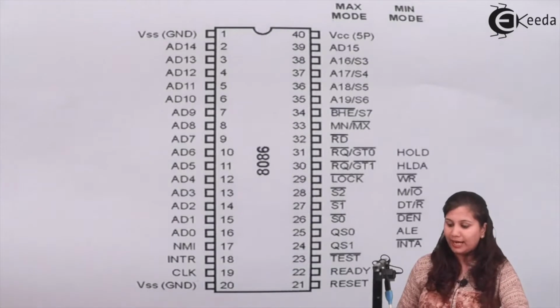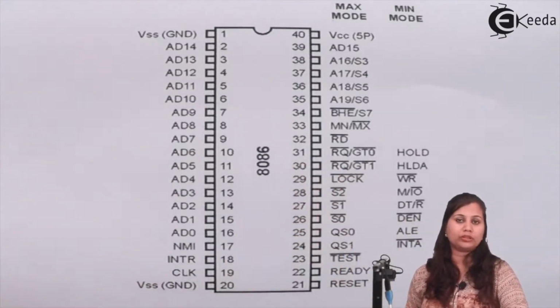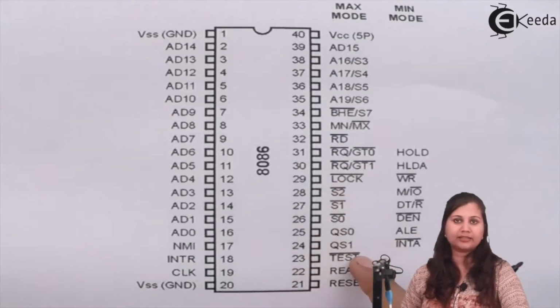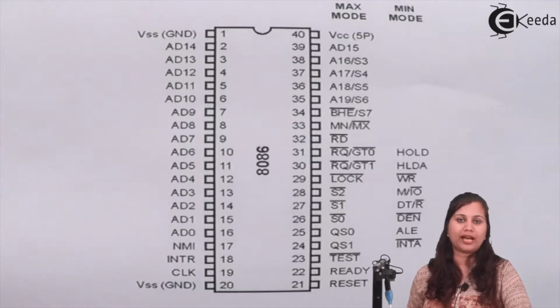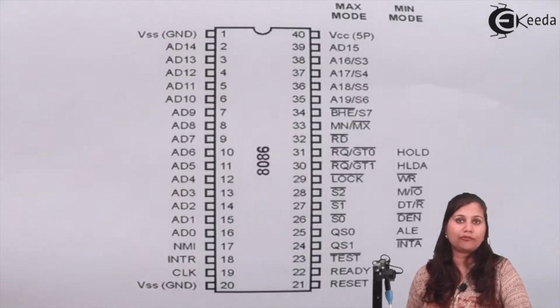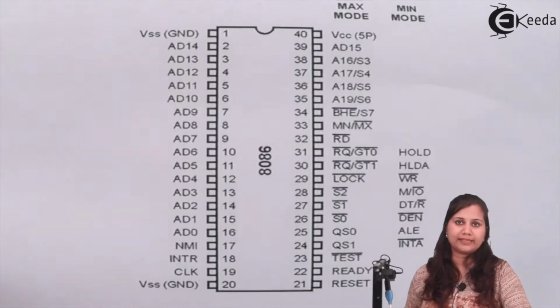So you can see that there are some pins which have functions in both the maximum mode and the minimum mode, and some pins which have a particular function in either the maximum mode or the minimum mode. So now let us study the description of all the pins of the 8086 microprocessor in detail.